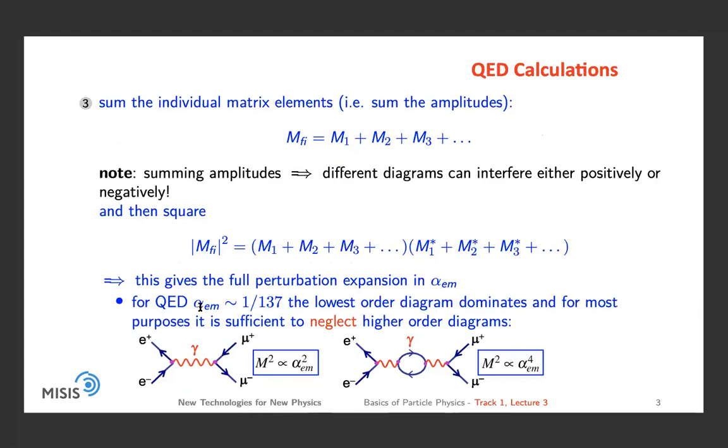In QED, this value of alpha is rather small. It's 1/137. And therefore, the lowest order diagram would dominate. So for most purposes, it would be sufficient to neglect higher order diagrams. So we can forget about this one and try to compute only this diagram.